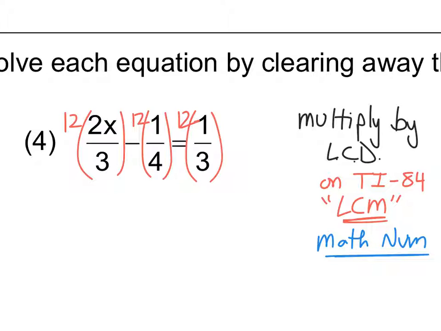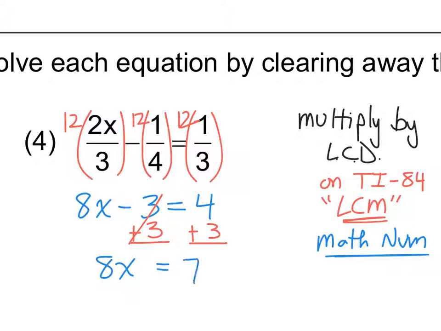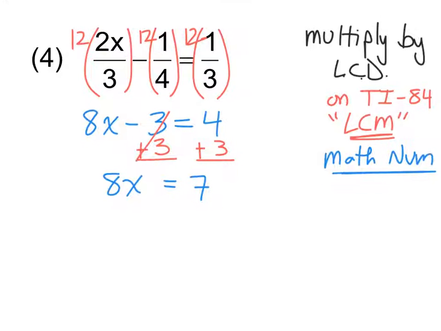Now, what is 12 times 2x over 3? 8x, yeah. 12 times a quarter? 3. 12 times a third? 4. Much nicer to look at than the previous equation. Now, we have a pretty good sense of where to go from here. Add 3 and divide by 8. That's something we can take for granted now. We've kind of beat that to death.